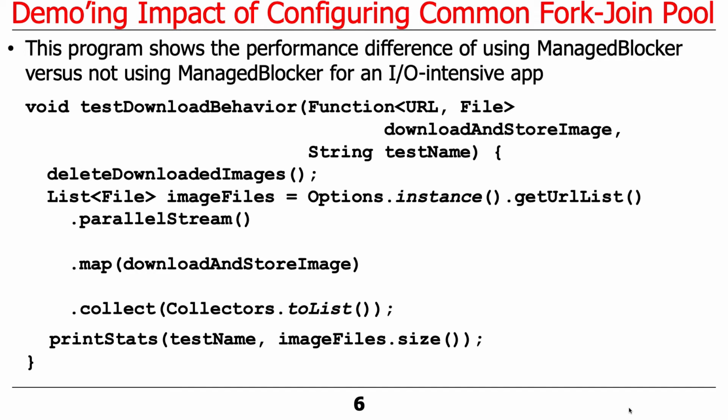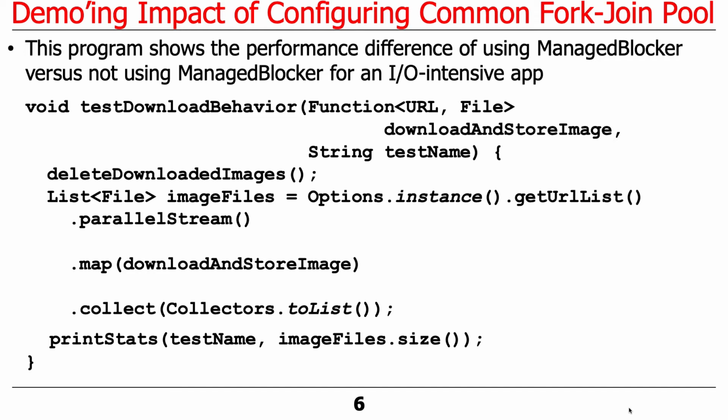The driver program is very cool and very abstracted. What we're going to do is have this little method called test download behavior, and we're going to pass it a function. As we'll see in a second, that function will do various means of downloading files. As you'll see here, we're going to get a parallel stream. We're going to call that function in the parallel stream to download the files.